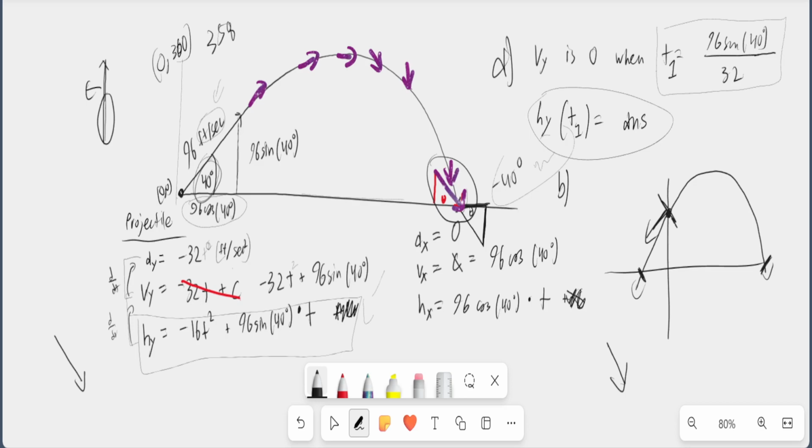Okay, so that's a pretty basic projectiles problem. There are some more complicated ones. If you guys want me to do that, just give me 1 second.